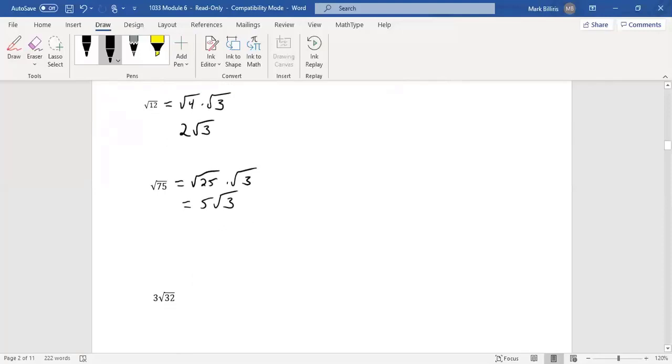So what do we do with this 3? We just keep the 3 in front. So it's 3 times the square root of 16. And 16 times some number gives me 32, and of course, that's 2. So my next step is to simplify the perfect square. I still have the 3 on the outside. So it's 3 times the square root of 16, which is 4, because 4 times 4 gives me 16, and I still have my square root of 2. 3 times 4 is 12, so my final answer would be 12 square roots of 2.